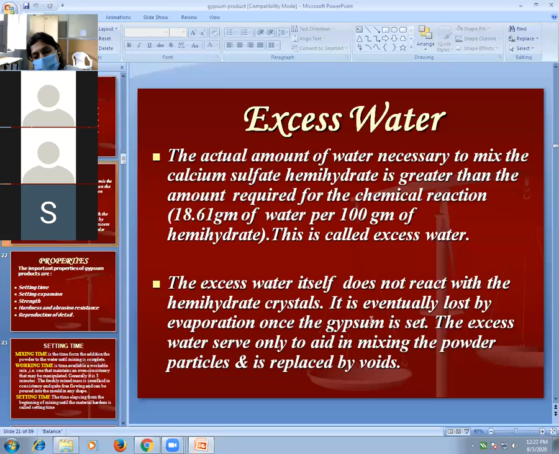We have seen that the setting reaction of gypsum is an exothermic type of reaction. So the heat created during the reaction helps in evaporation of the excess water, and after evaporation of the excess water, voids are formed in the place of the water. So the excess water serves only to aid in mixing of the powder and particles and is replaced by the voids.